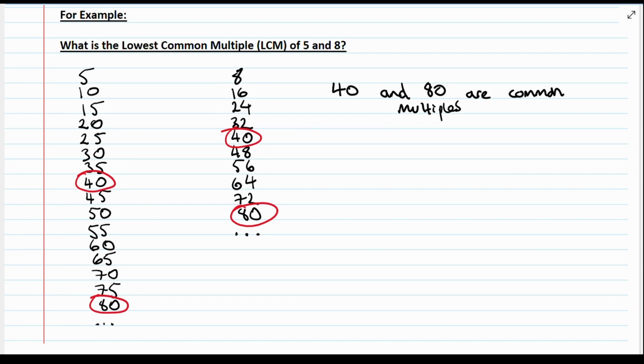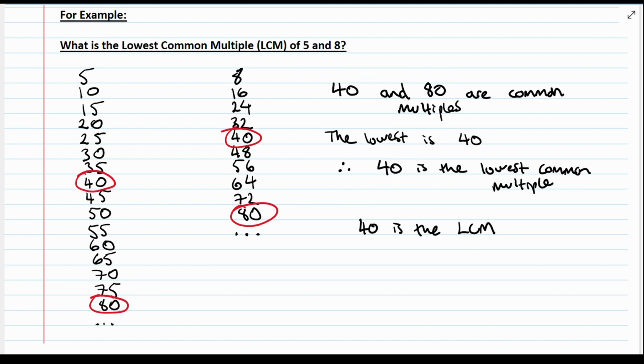But our key here is to focus on the lowest common multiple. And the lowest in this list is 40. Therefore, and for those of you who don't know, this triangle of dots means therefore, 40 is the lowest common multiple. And that would be our final answer. Now, 80 is also a common multiple, but it is not the lowest common multiple.